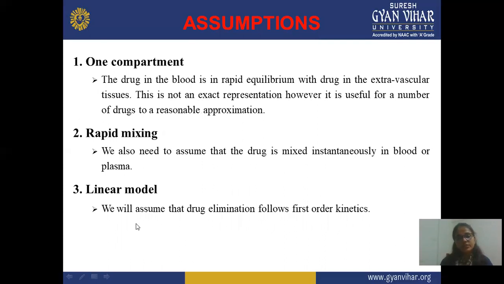You directly check the accumulation index, or you check the equation for how much response is produced. Next is assumption. In this assumption, the drug in the body compartment is in rapid equilibrium with the drug in the extravascular tissue. Taking the example of the one compartment model, the blood is in rapid equilibrium with the drug in extravascular tissue. This is not an exact representation, however it is useful for a number of drugs. It is not only important for a single drug, it is for a number of drugs, as an approximation. You check a number of drugs and calculate the approximation for that particular drug.